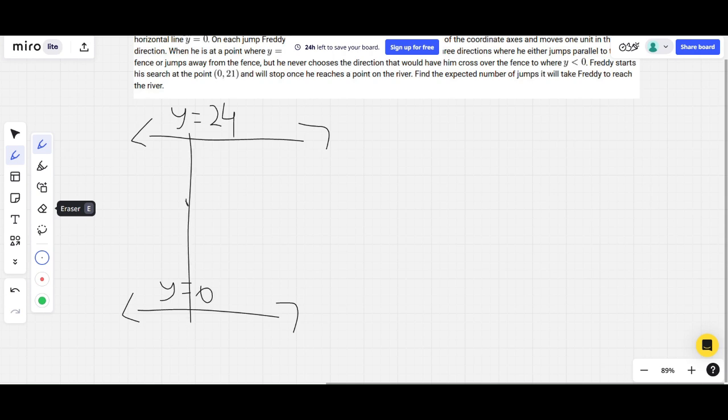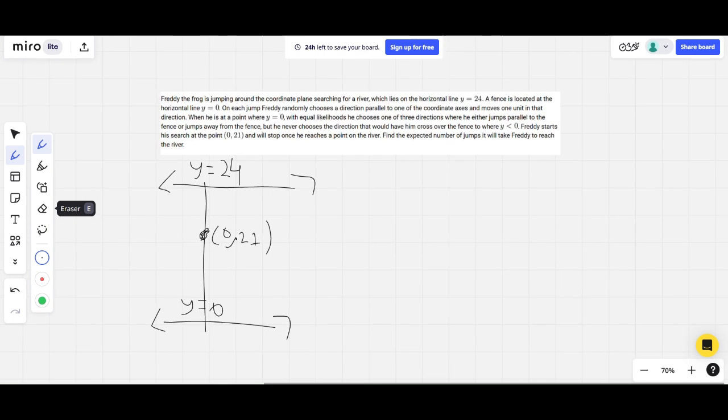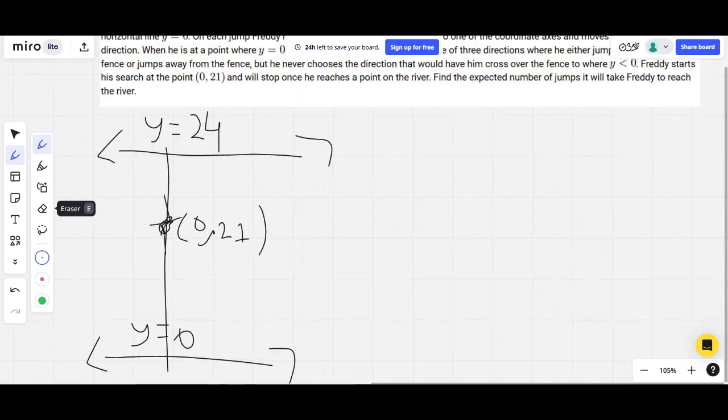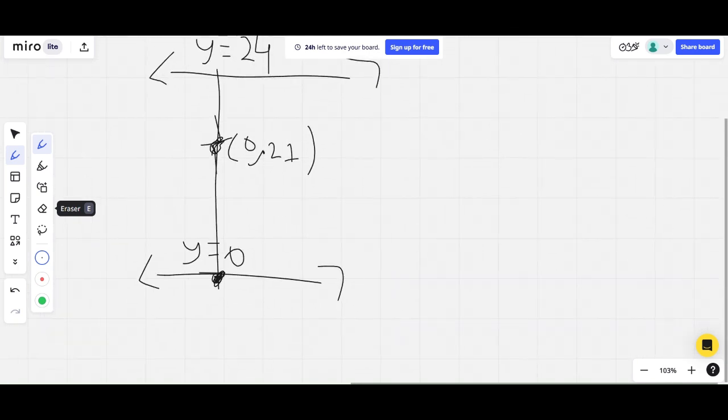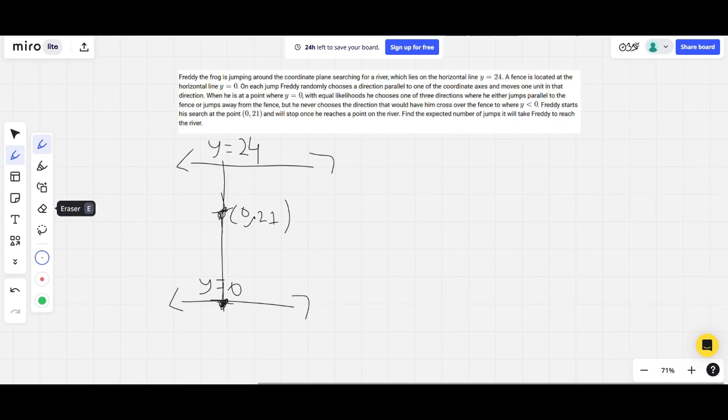And then we have a frog, which is at the point (0, 21). And he can hop in any one of the four directions, unless he gets to the origin. Because if he gets to the origin, then he's only going to move left, right, or up. He's not going to move down and cross the fence. So that's basically what this part is saying. He never chooses a direction that would have him cross the fence, and he starts at the point (0, 21), and he stops when he reaches the point (0, 24). And so we're asked to find the expected number of jumps it'll take him to reach the river.